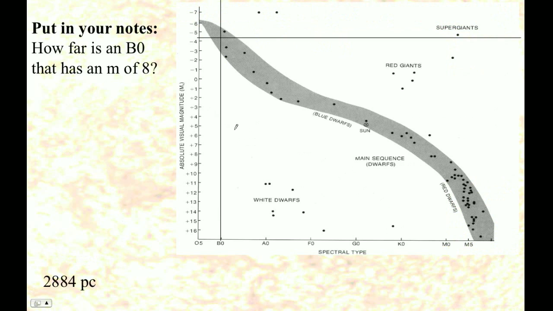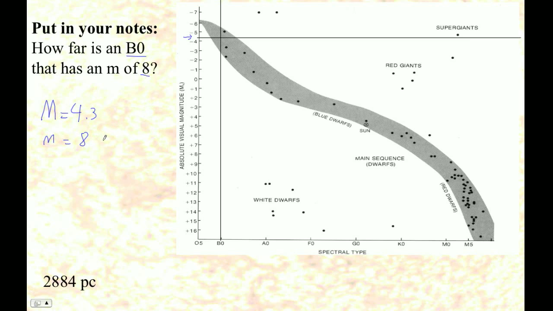Okay, let's do an example of that. I thought it'd be fun to have a B0. If it's a B0, you go up here, to the middle of the main sequence, and what do I think? That's probably a negative 4.3 is what I think it is. So I think our big M is negative 4.3. Our little m, well, it tells me that it's 8.